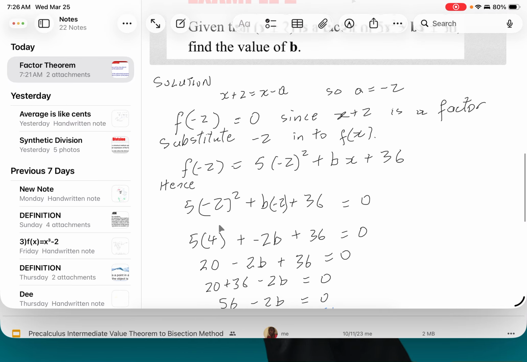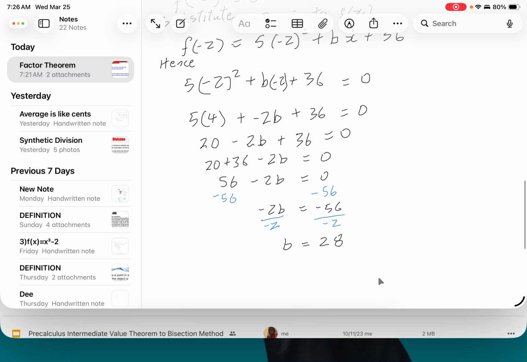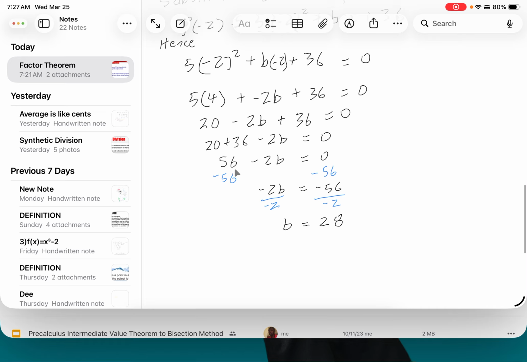Negative 2 squared is equal to 4, so that's 5 times 4, plus negative 2b plus 36 equals 0. So 20 minus 2b plus 36 will be equal to 0. Bring the like terms together on the left side: 20 plus 36 minus 2b equals 0. Then 20 plus 36 is equal to 56. So 56 minus 2b is equal to 0.